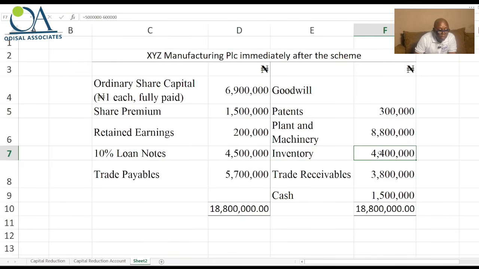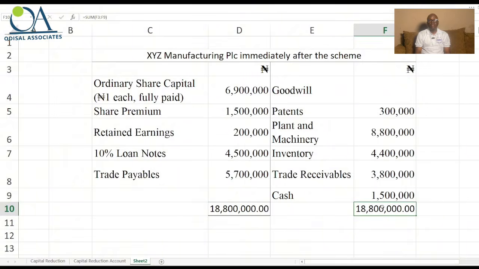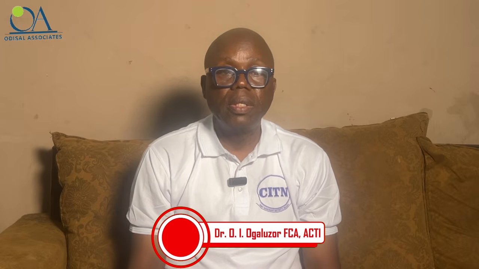Inventory, we remove the 600,000 to have 4.4 million. Trade receivables, we remove the 400,000. If you look at it here, you'll see it. Remove the 400,000, we have 3.8 million. And then cash is what we have here. So our statement has balance. So we have the solution to the capital reduction account question. You see that it's not difficult. All you need to solve this is to know your debit and credit, and then everything goes smoothly.